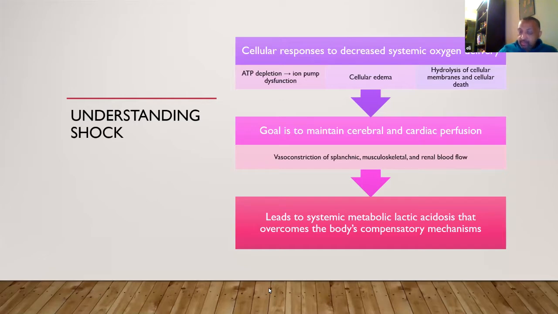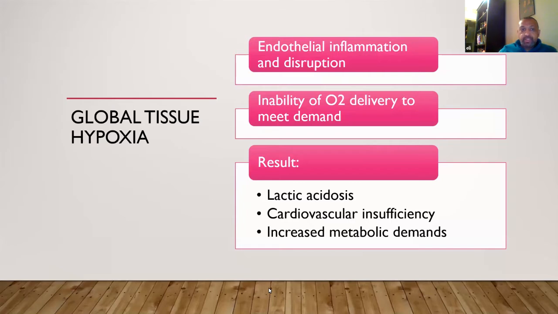It does that by taking the blood away from the rest of the body. It causes vasoconstriction of your splanchnic, musculoskeletal, and renal blood flow. Unfortunately, that leads to lactic acidosis, especially from your gut, and eventually overcomes the body's compensatory mechanisms, and that's how it leads to multi-organ failure. This global tissue hypoxia will disrupt your endothelium with a lot of inflammation, so your body is not able to deliver oxygen, and of course that leads to lactic acidosis, like I said. And that lactic acidosis, as you know, will suppress your cardiac function even more. So that cardiovascular insufficiency will lead to more shock, and it's just a vicious cycle.